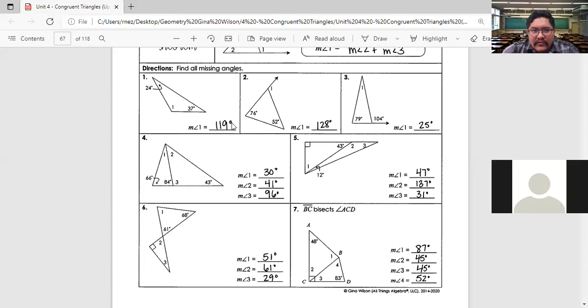And that's where we get this 119. So this remaining angle here is 119 degrees. All right, let's go ahead and move on over to this side here.